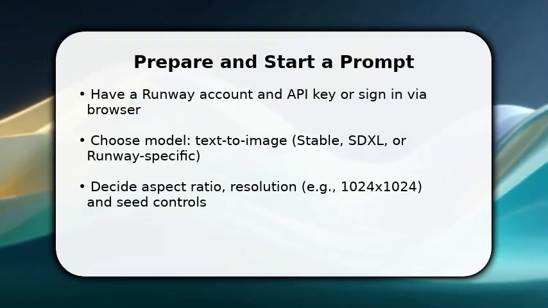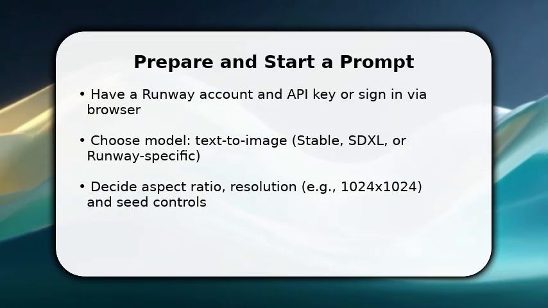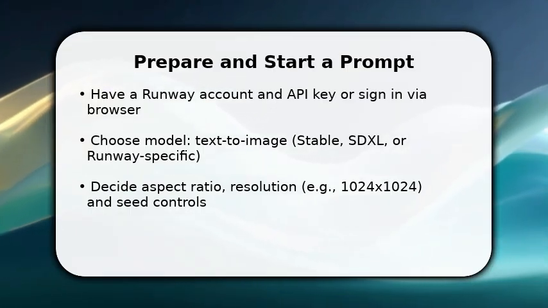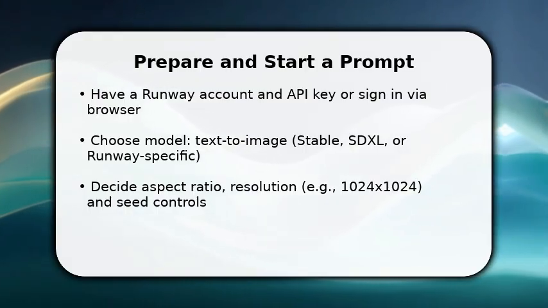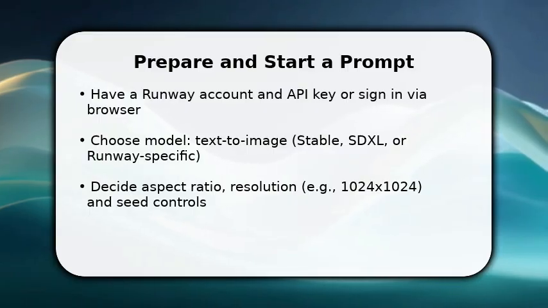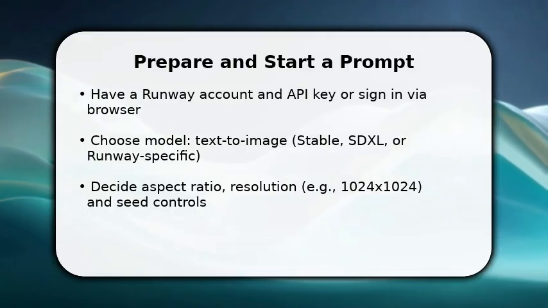You begin by opening Runway and selecting the text-to-image model you intend to use. Pick SDXL for detail or a lighter model for speed. Once done, set the canvas size and aspect ratio. This affects composition and output file size.